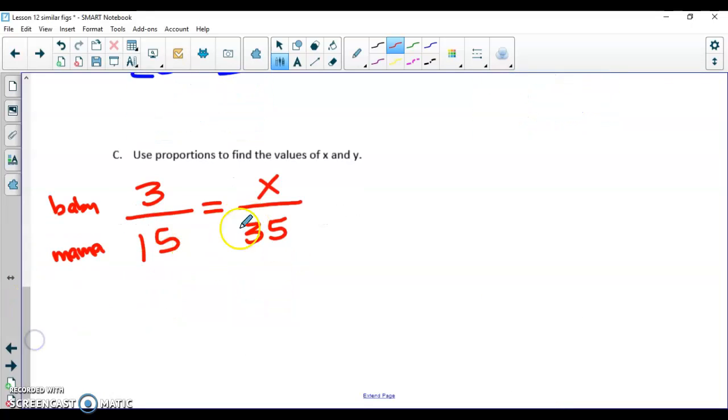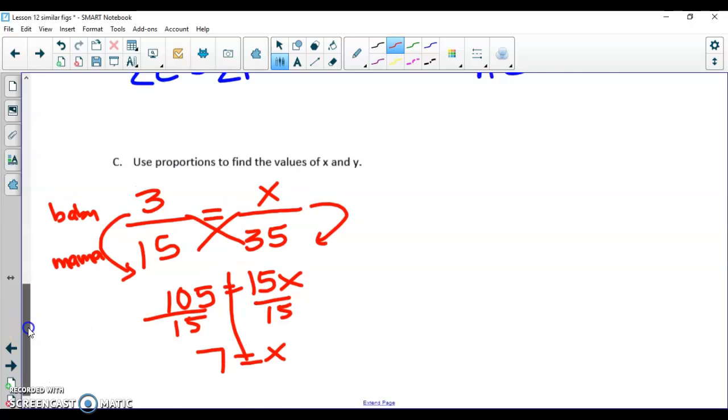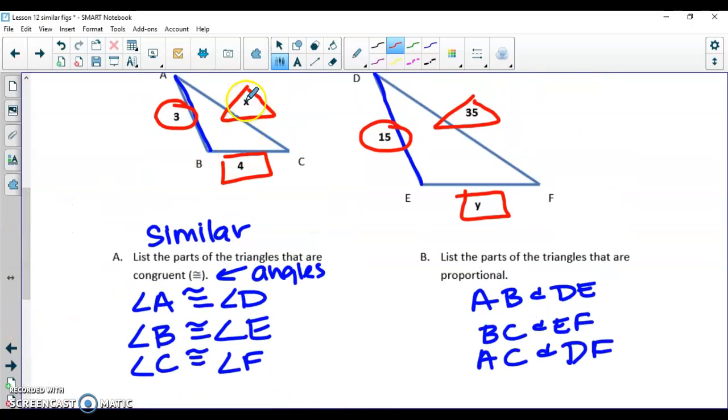We're going to go ahead and cross multiply here, and we're going to get 105 equals 15x. We're going to divide by 15 on both sides, and we're going to get x equals 7. So that missing side that we found up here, this x, is actually going to be a 7.